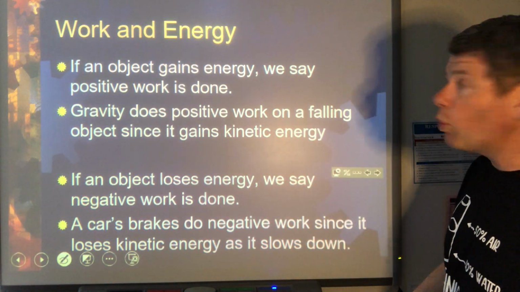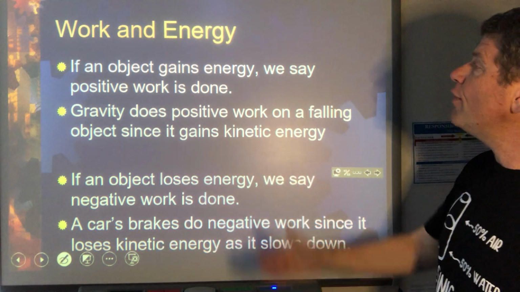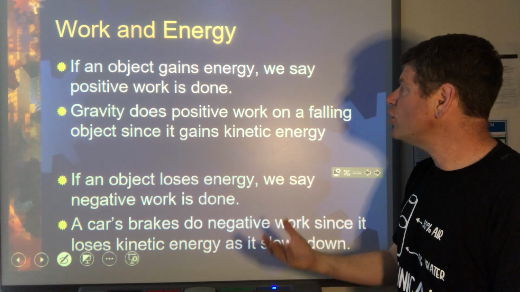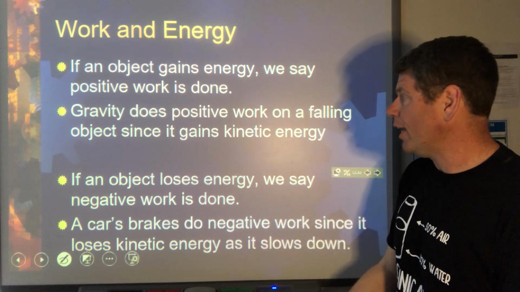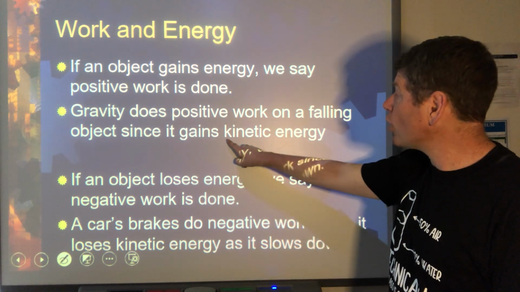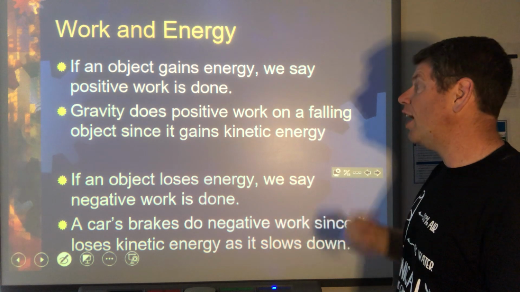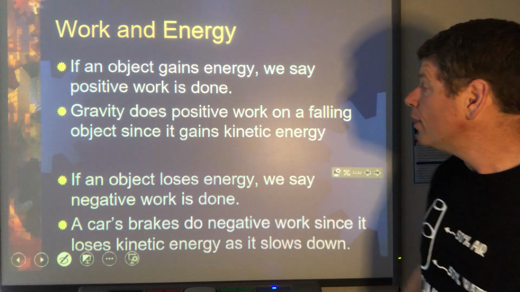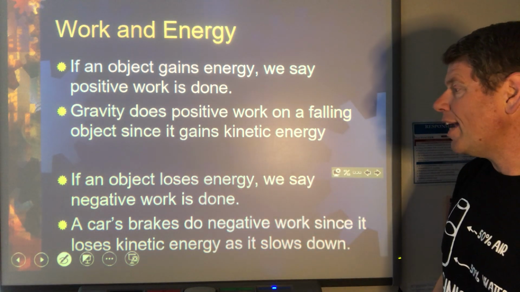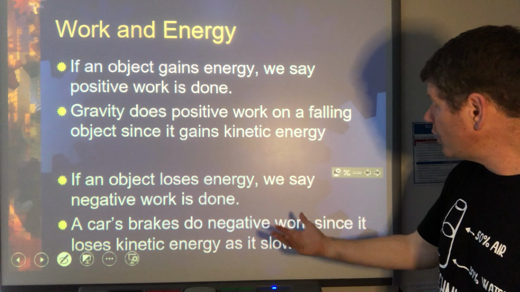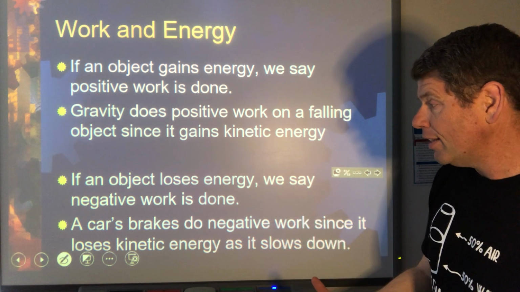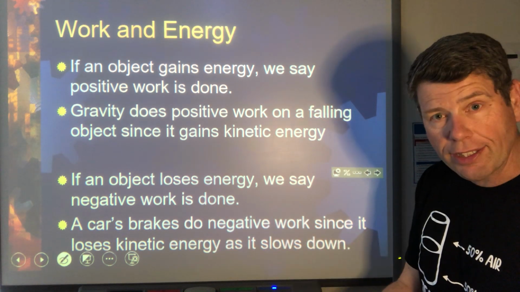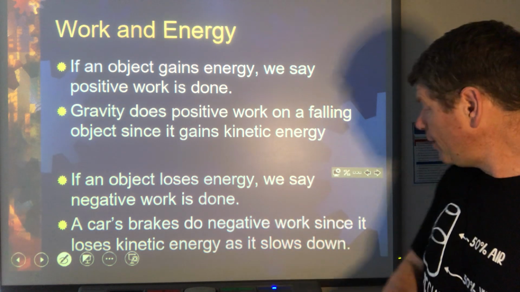Again, a slide about the work-energy theorem, showing that they are connected. If an object gains energy, then we say that positive work is done. So gravity tends to do positive work on falling objects, since falling objects are gaining kinetic energy. So a gain of energy means that positive work was done. Gravity actually does work on falling objects. Now, if an object loses energy, we say that negative work is done. In the case of kinetic energy, brakes take energy away from moving objects. So we would say that a car's brakes do negative work, okay?